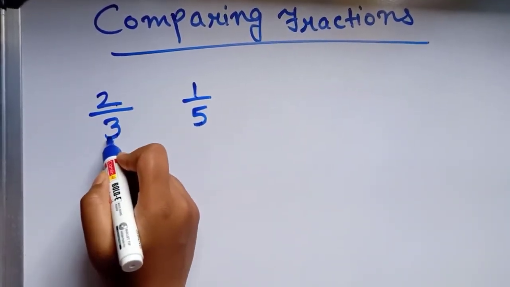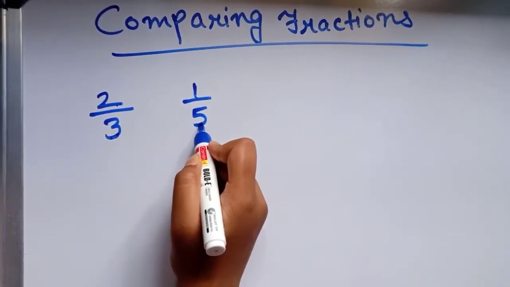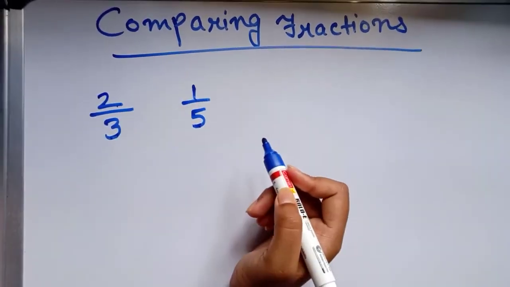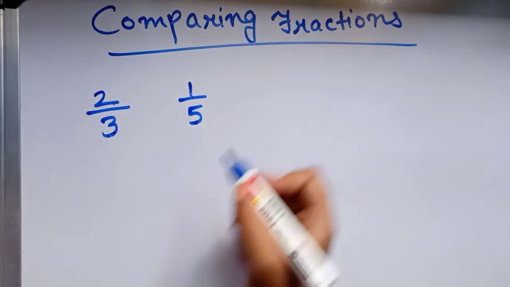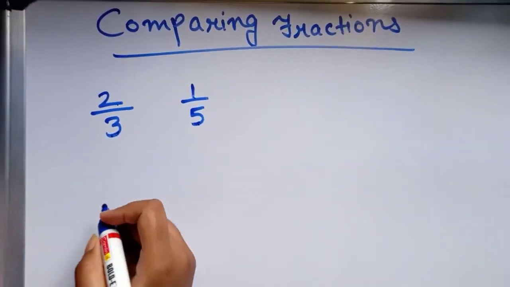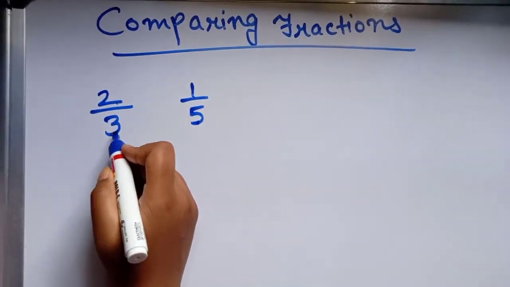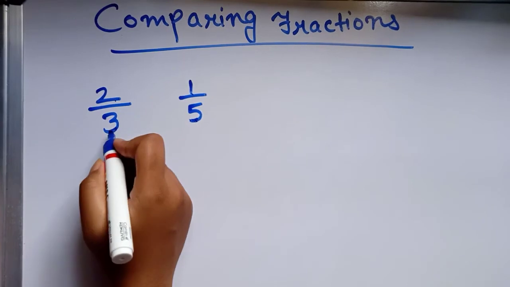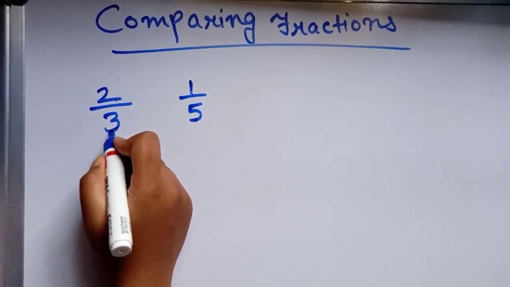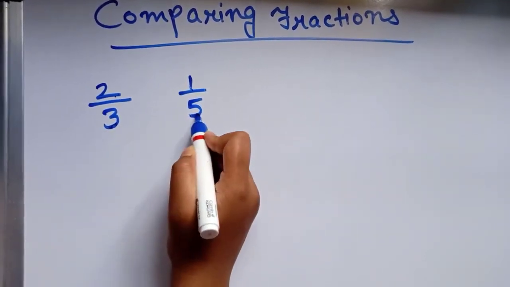In the first fraction, the denominator is 3. In the second fraction, the denominator is 5. That means these two fractions are unlike fractions. But to compare the fractions, we need to first convert them into like fractions. In the previous classes, I have already taught you how to convert a fraction into a like fraction. So, first you need to find out the LCM of the denominators of both the fractions. So, you will find the LCM of 3 and 5.